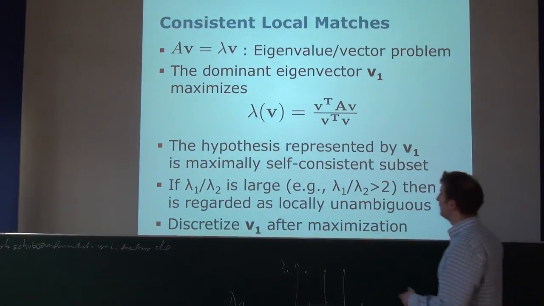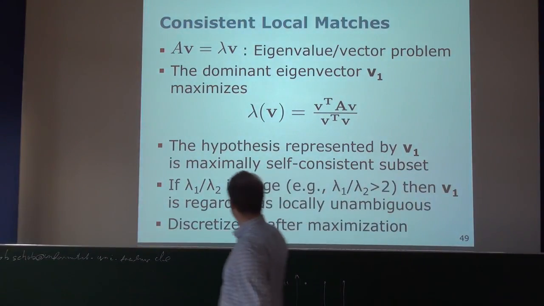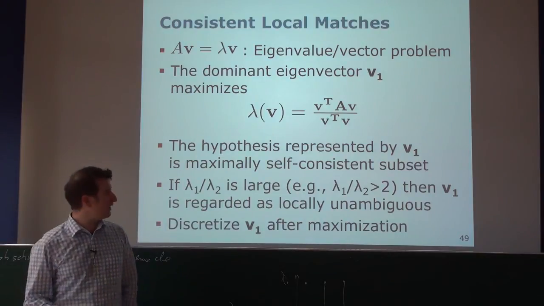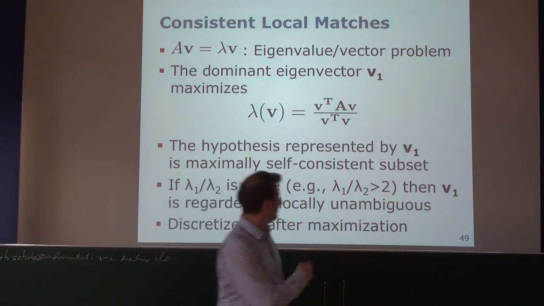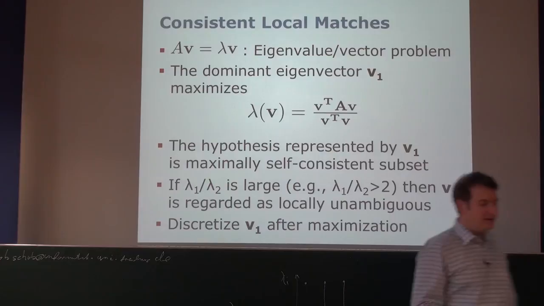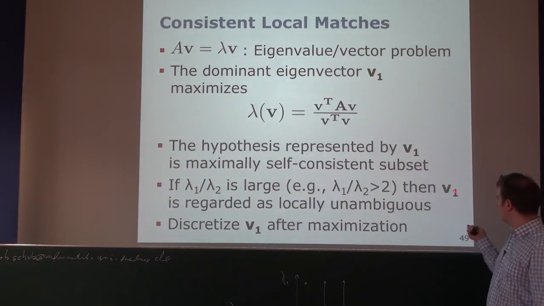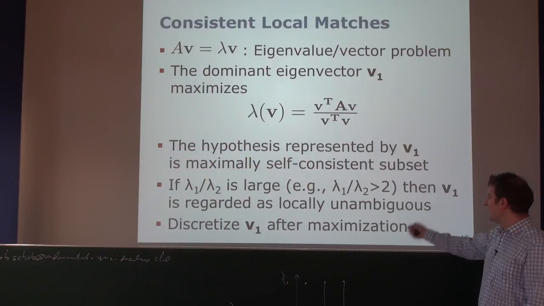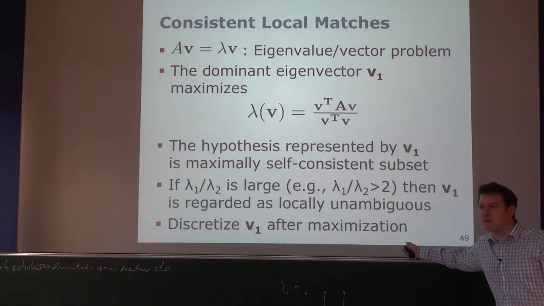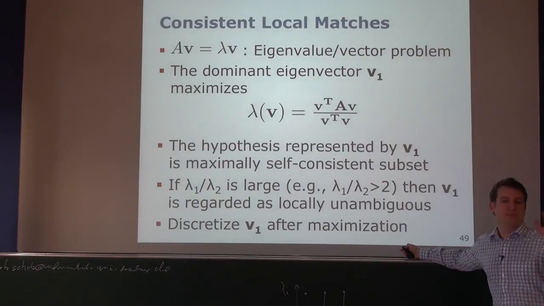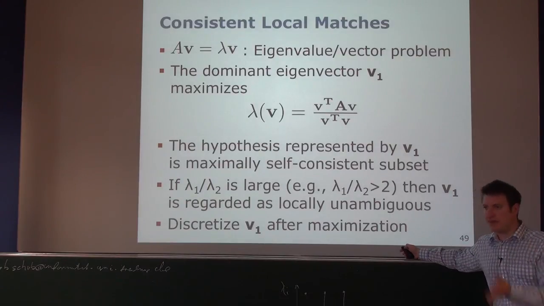So what I do is I compute the first eigenvalue and the second eigenvalue, and I compare them. And let's say if lambda 1 divided by lambda 2 is larger than 2, then I regard the solution 1 as locally unambiguous. That means there is no picket fence problem, with a high probability, of course. Still, I may make a wrong decision, but that's my assumption here.